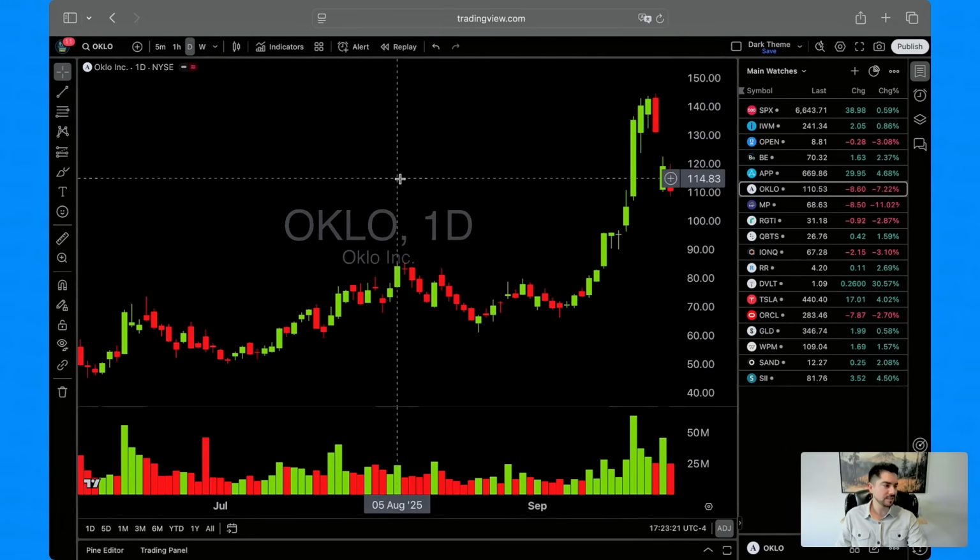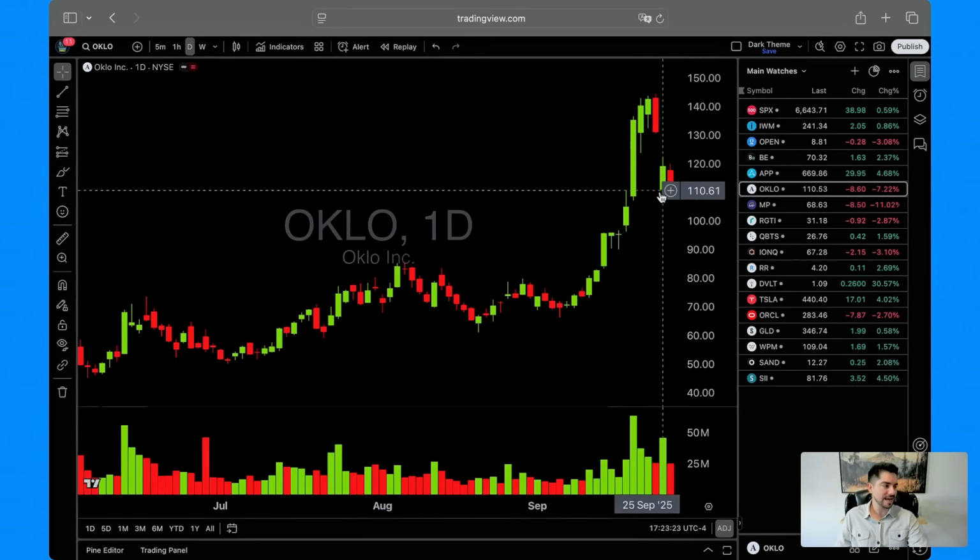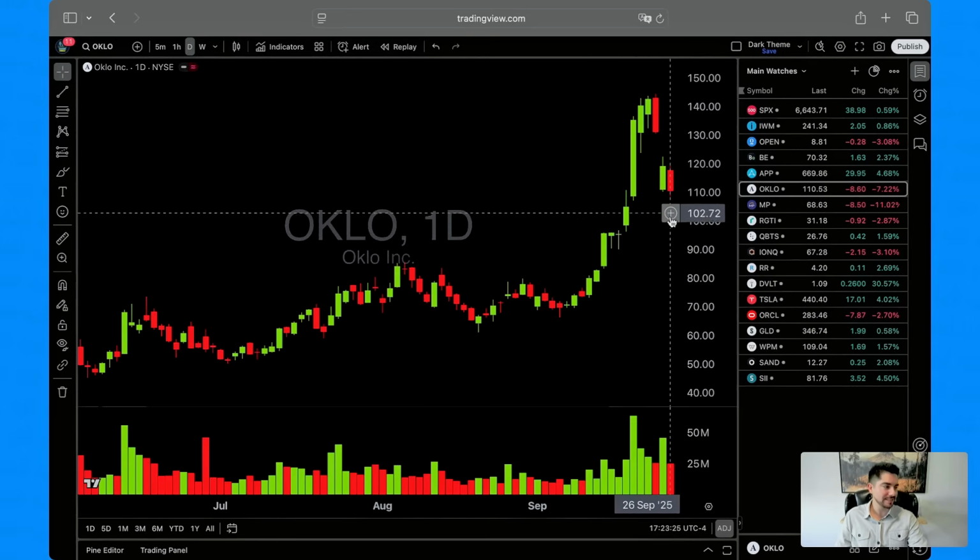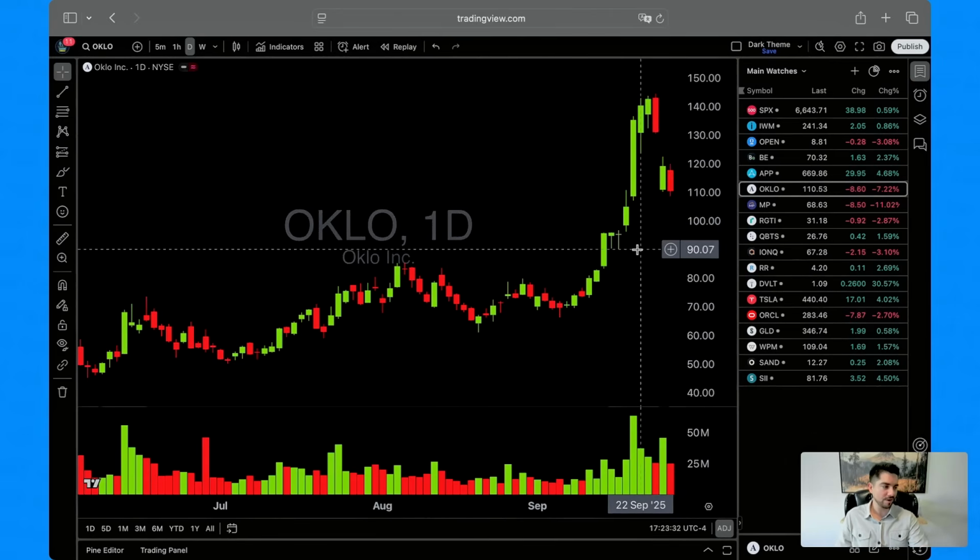So what we could see in something like this is if it breaks down and then it's consolidating and it breaks these lows here, then sometimes you can have a trend reversal. And at least for short term, it can go back to kind of where it was consolidating before and just chop around for a little while.